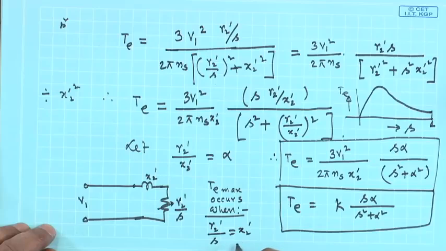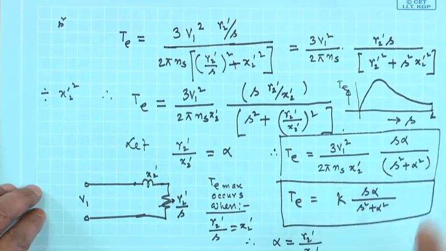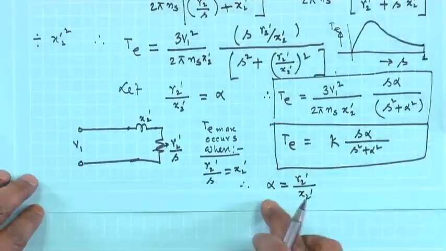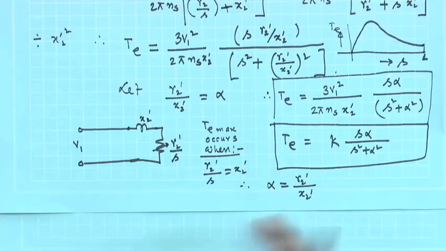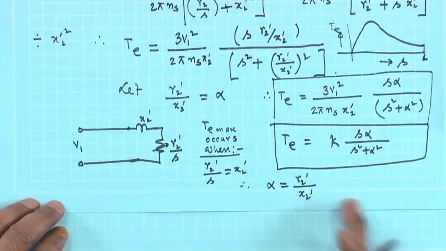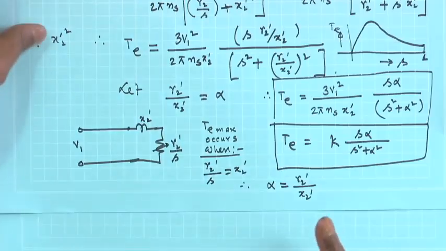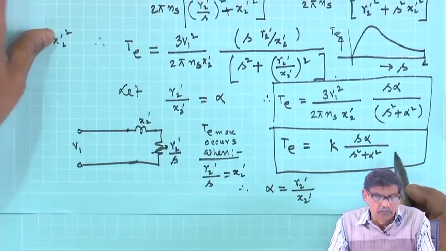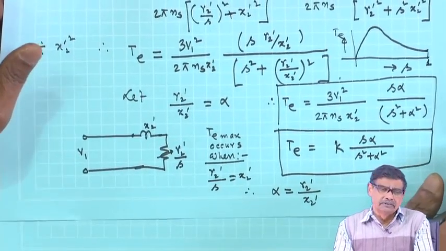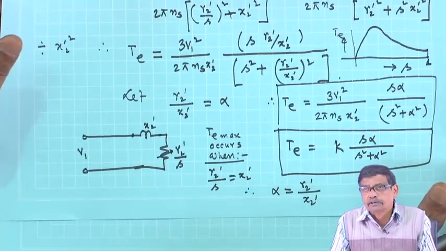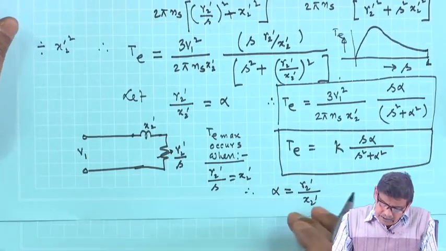Therefore, the slip at which maximum torque occurs is R2 dashed by x2 dashed. It is consistent with that, that is why I assumed this to be alpha, because I earlier defined the slip at which maximum torque occurs is R2 dashed by x2 dashed in this case. Therefore, this is a formula worth remembering for some GATE exams or for some competitive exams.